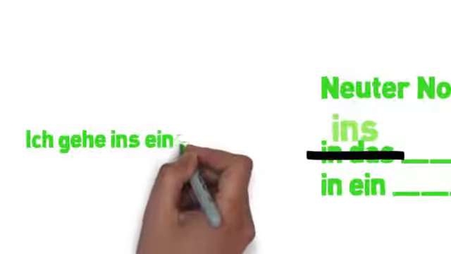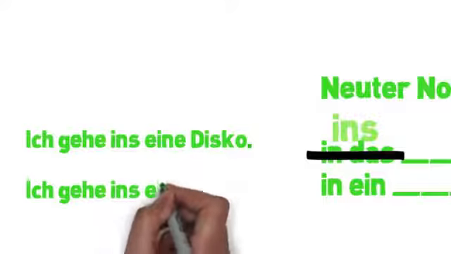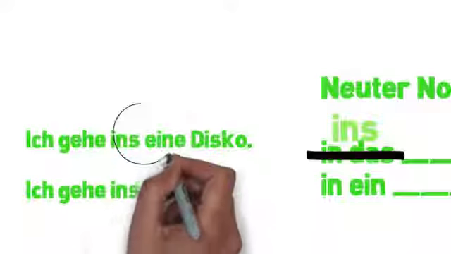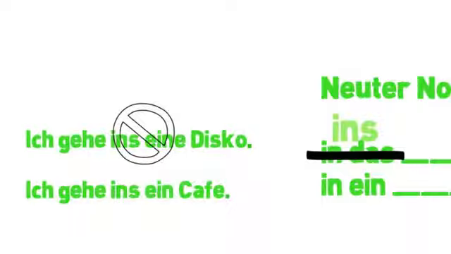Be very careful with ins. In and ins are only one letter different, and a lot of German learners start using ins when they should just use in. They say things like ich gehe ins eine Disco, or ich gehe ins ein Café. The problem here, of course, is that ins already means to the, and can only be used with neuter nouns. So with the first example, you'd be saying, I'm going to the a disco.